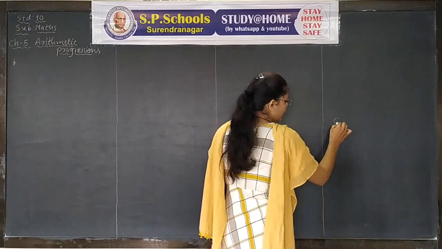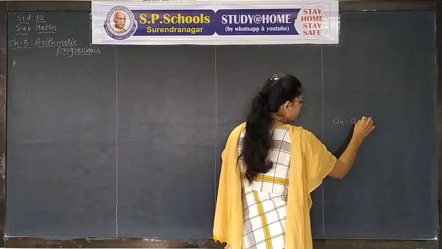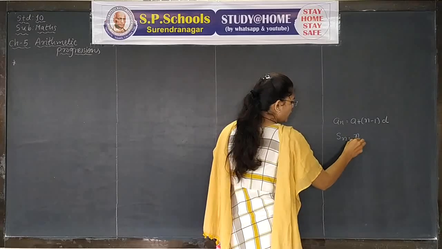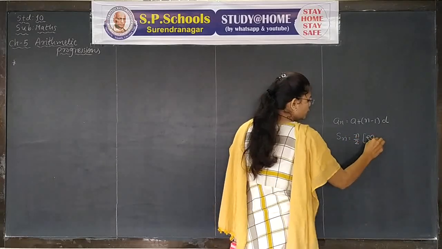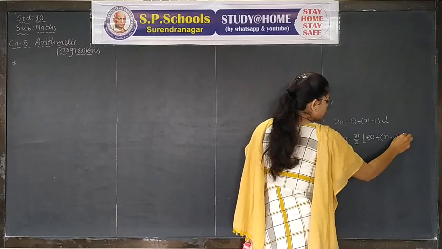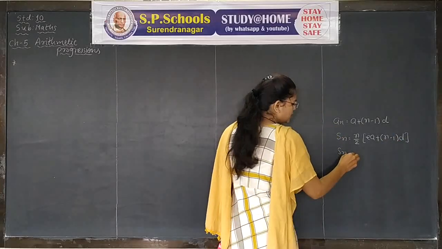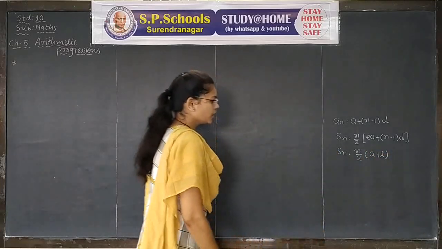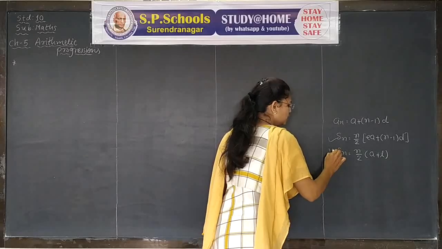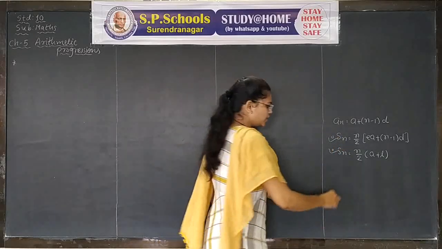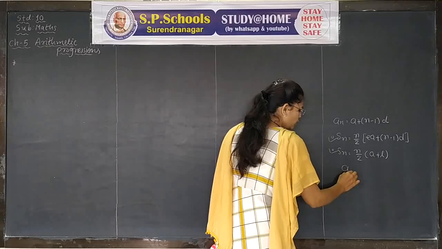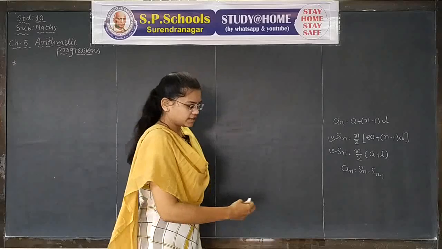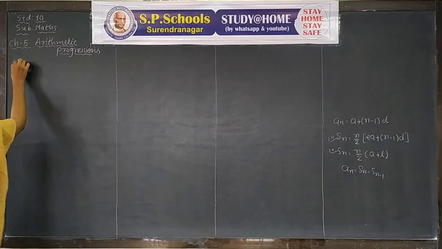We know an is equal to a plus (n minus 1) into d, and Sn is equal to n upon 2 into bracket 2a plus (n minus 1) into d, or Sn is equal to n upon 2 into bracket a plus l. We completed these two formulas, and again the relationship between an and Sn. We know an is equal to Sn minus Sn minus 1. Let's see further. Keep in mind some notes.